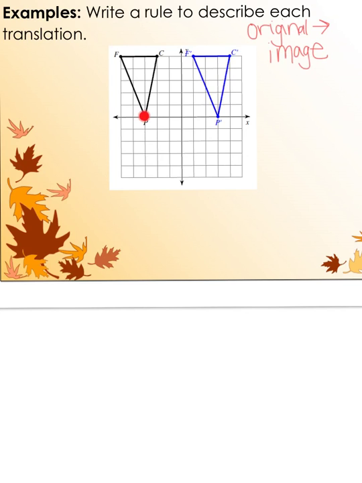So let's start with P. Here's our original. Luckily mine are two different colors, but make sure you're going from the one that does not have the apostrophe. So here's P. What did we do to get to the image with the prime? We went 1, 2, 3, 4, 5, 6 spots to the right. So I'm going to write that: we went 6 to the right.